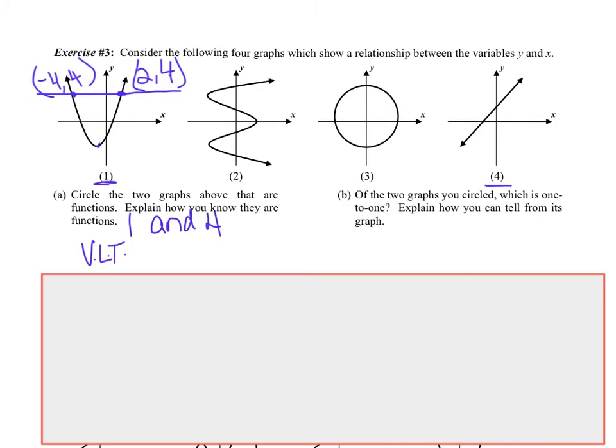So choice 4 is not one-to-one because y values repeat. Any line, aside from a horizontal or vertical line, is going to be one-to-one.